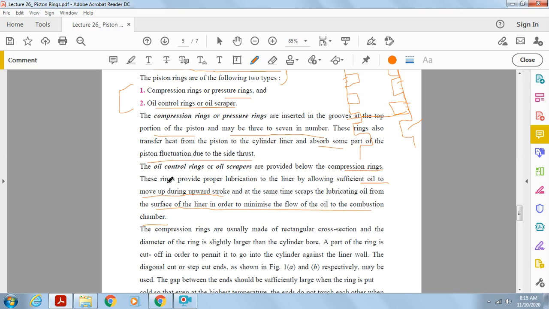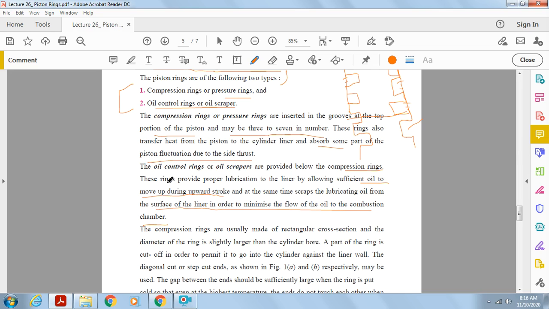So basically this acts as an oil treatment process: the oil flow is completely controlled with the help of these oil scrapers. Controlling as well as scraping, both these activities are performed by these rings. Once again, these rings provide proper lubrication. The first function is that these oil control rings provide lubrication to the liner by allowing sufficient oil to move up during the upward stroke.